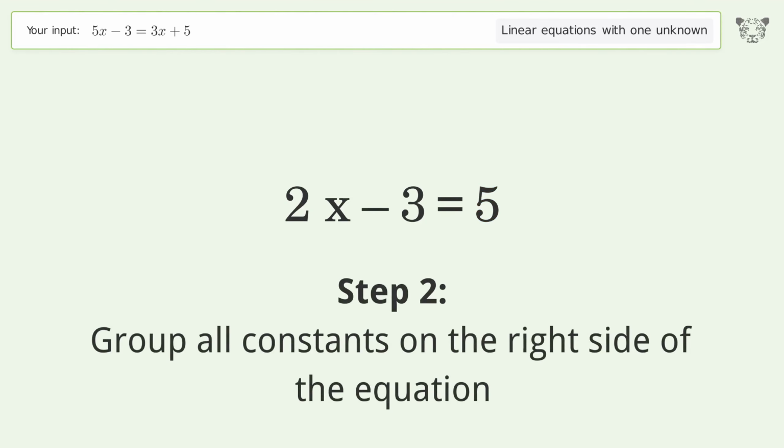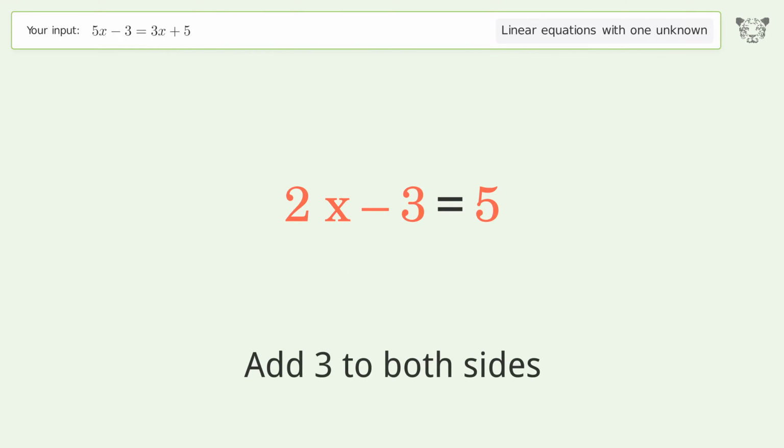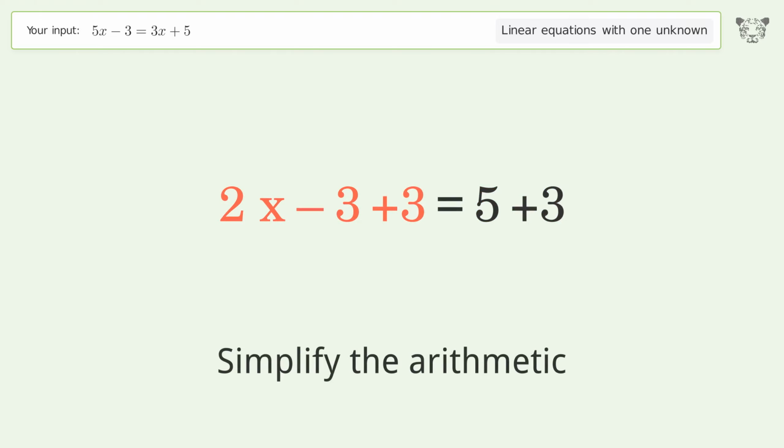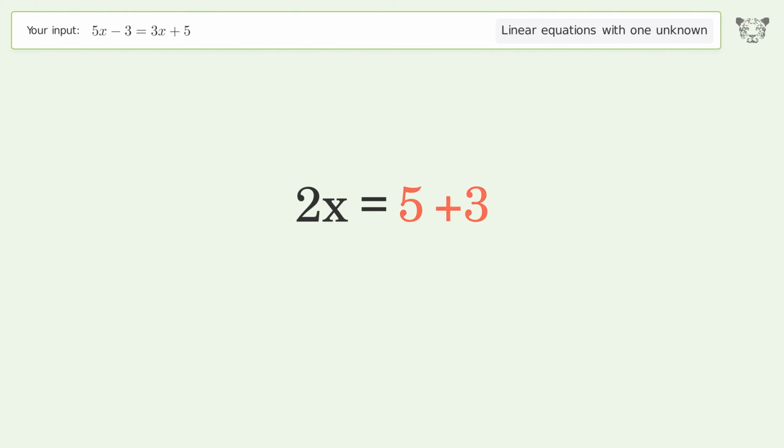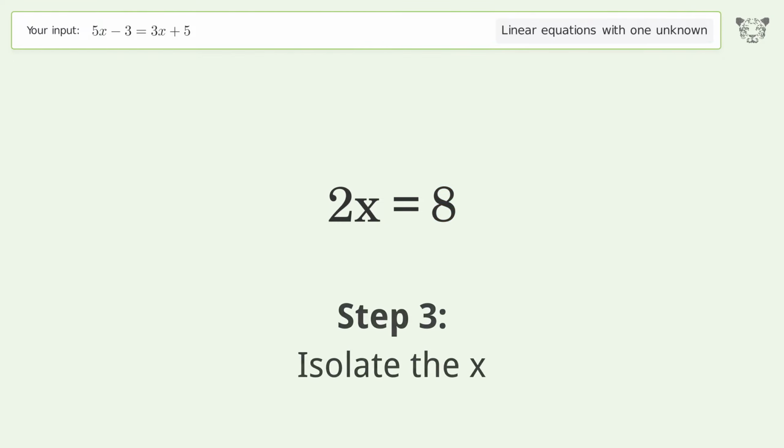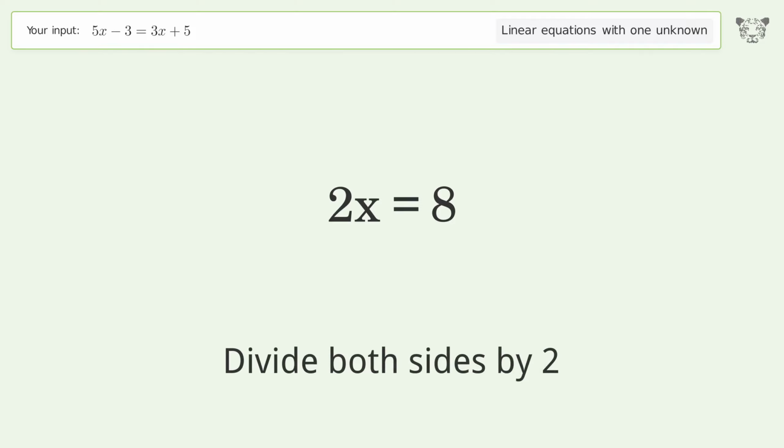Group all constants on the right side of the equation. Add 3 to both sides. Simplify the arithmetic. Isolate the x. Divide both sides by 2.